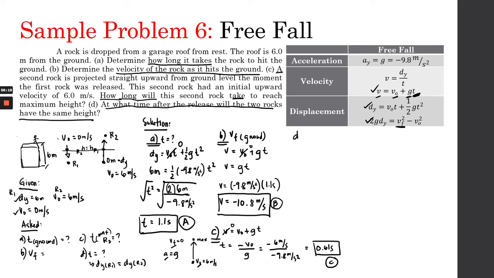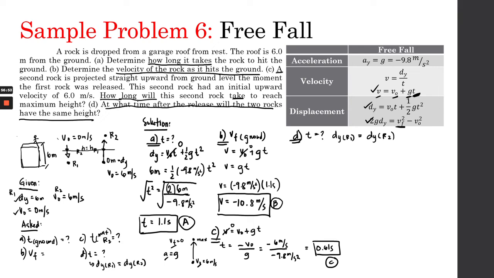Now let's talk about letter D. What time after the release will these two rocks have the same height? So what will be the time where the distance traveled by rock 1 will be equal to the distance traveled by rock 2. This is an important identification, because in this type of question, don't worry, you don't have this in your monthly exam. This is just knowledge and how to do this type of question.